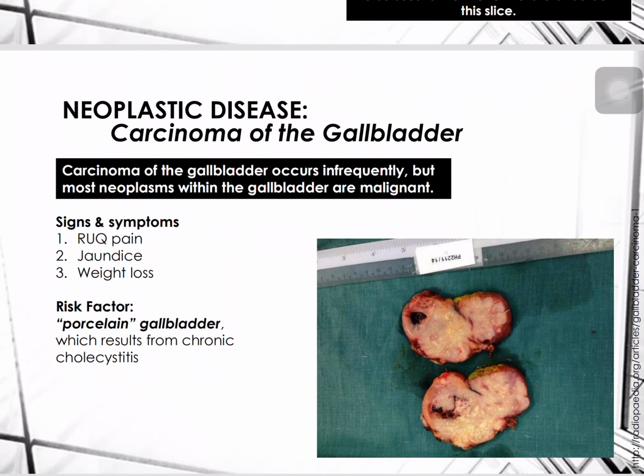So, carcinoma of the gallbladder occurs infrequently, but most neoplasms within the gallbladder are malignant. It is more common in women and older adults. With gallstones present in about 75% of all cases, the symptoms are nonspecific, including right upper quadrant pain, jaundice, and weight loss. Another risk factor associated with the development of gallbladder carcinoma is a porcelain gallbladder, which results from chronic cholecystitis.